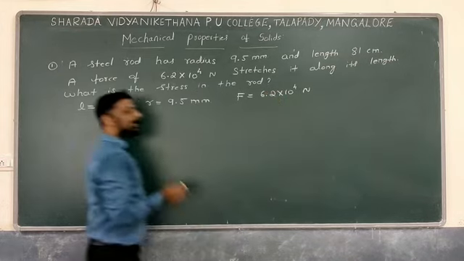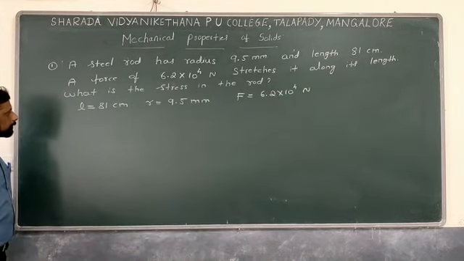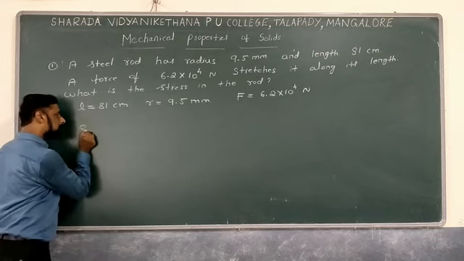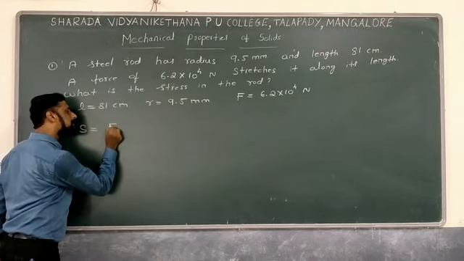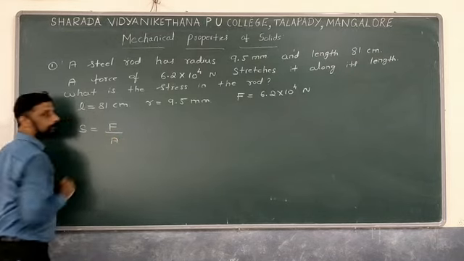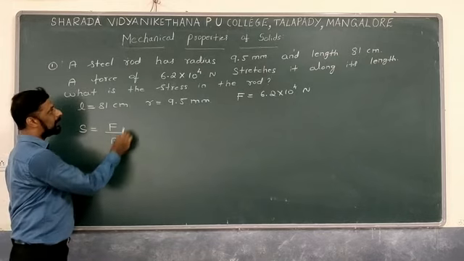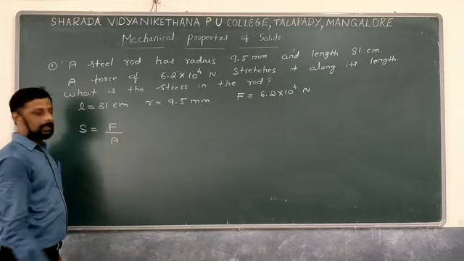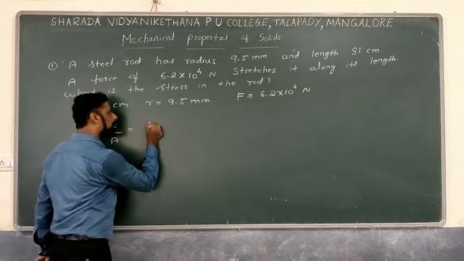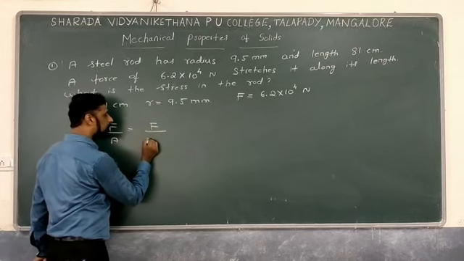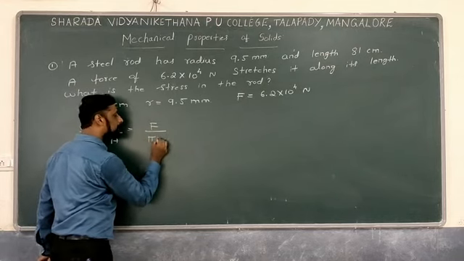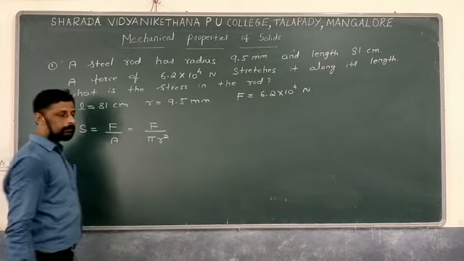So these are the given values. You know the formula for stress: stress S is equal to F by A. Force is given, and here the radius is given. So the formula can be written as F divided by A, where the area is pi r square.